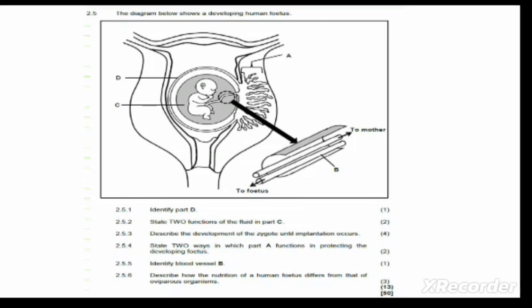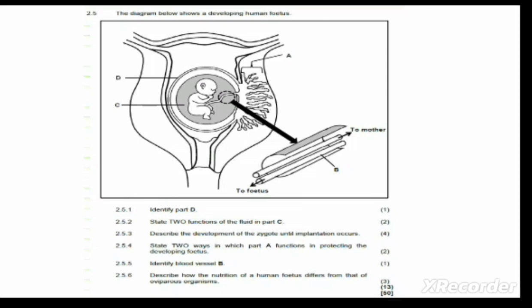Identify blood vessel B. How do you know if that is an umbilical vein or umbilical artery? As you can see, the arrows are pointing to the fetus. B, it's going to the fetus. So that is umbilical vein. In humans, let's look at the next question.